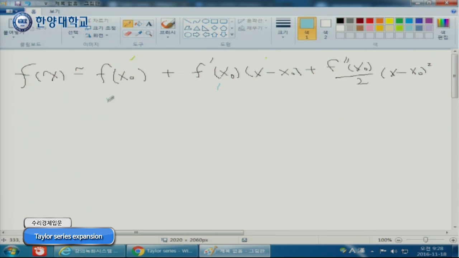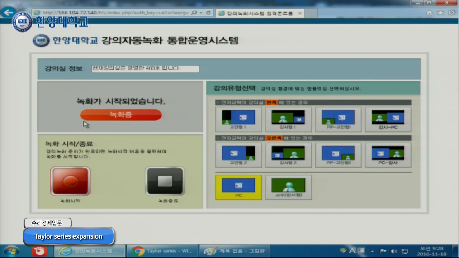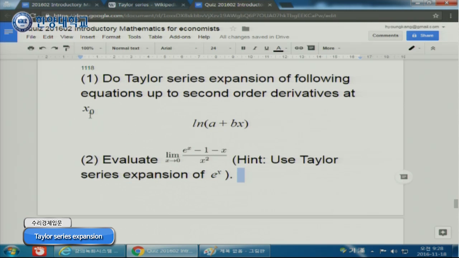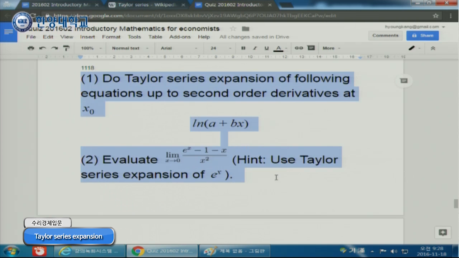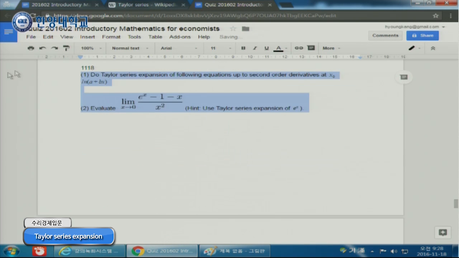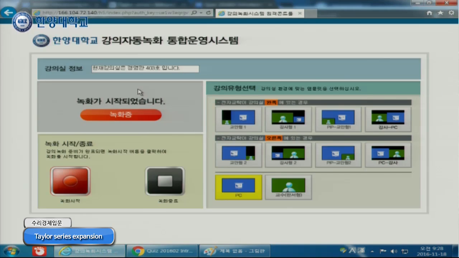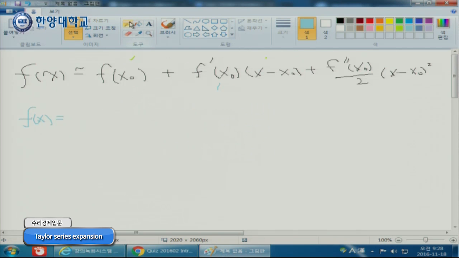Today's quiz is 1 over, what is f(x)? f(x) is 1, no. f(x) is log(a + bx), right? Log(a + bx).